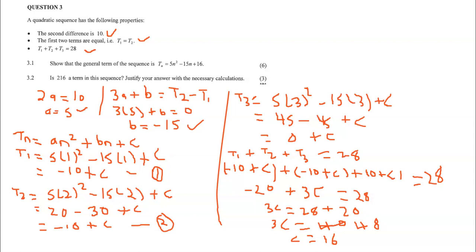So let me also just show you guys how you will approach 3.2. With 3.2, we've already got the Tn, which is 5n squared minus 15n plus 16. But they're telling us to test if 216 is a term. So normally we equate your Tn to 216. So just equate 216 with your Tn, which is 5n squared minus 15n plus 16.